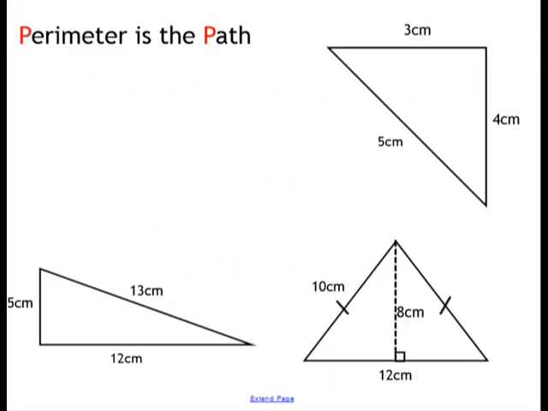So we've learned that perimeter is the path around a shape. We go for an imaginary walk around the shape, noting down all the lengths that we walk past and add them all up, and that will give us our perimeter. So in the top right shape, we walk past the sides of 3 centimetres, 4 centimetres and 5 centimetres, making a total distance covered of 12 centimetres.